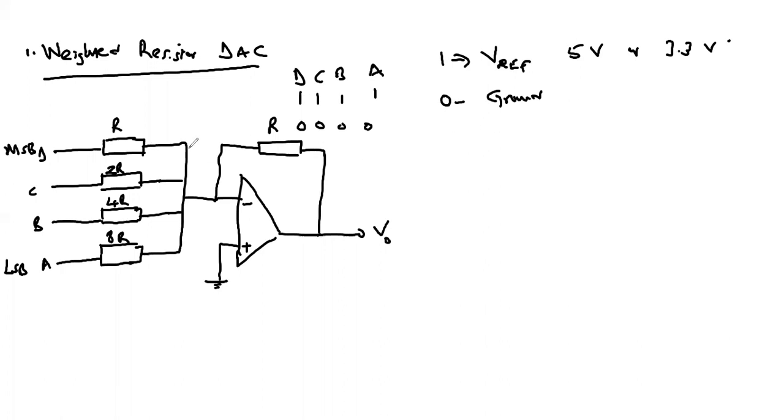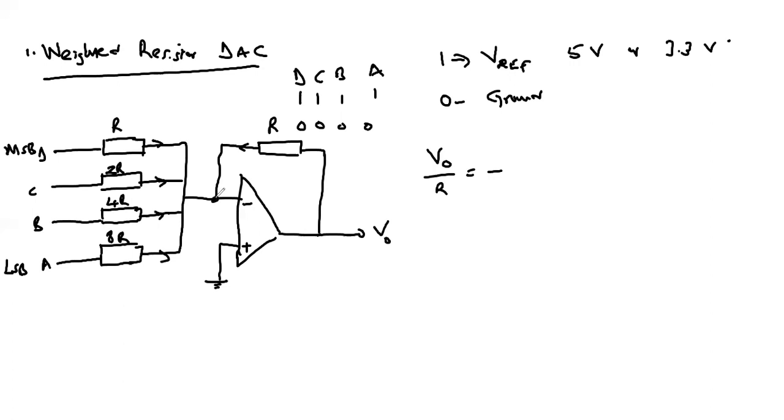From this, we notice that the current moving in the forward direction due to each of the bits will depend on the bit value multiplied by the reference voltage or ground, and then divided by the resistance. And on the feedback path, we have the output divided by the resistance R. We can write, therefore, the currents as follows.